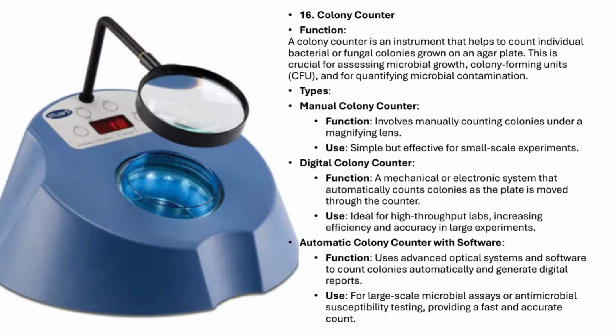Types of colony counters. There are different types of colony counters, each suited to different lab needs and workloads. Manual colony counter. The manual colony counter is a simple but effective tool. It involves counting colonies by hand under a magnifying lens. While it's perfect for small-scale experiments, it can be time-consuming for larger plates with many colonies.